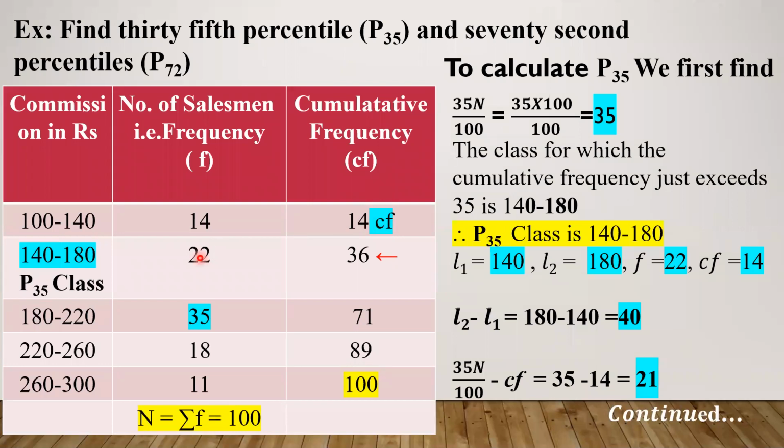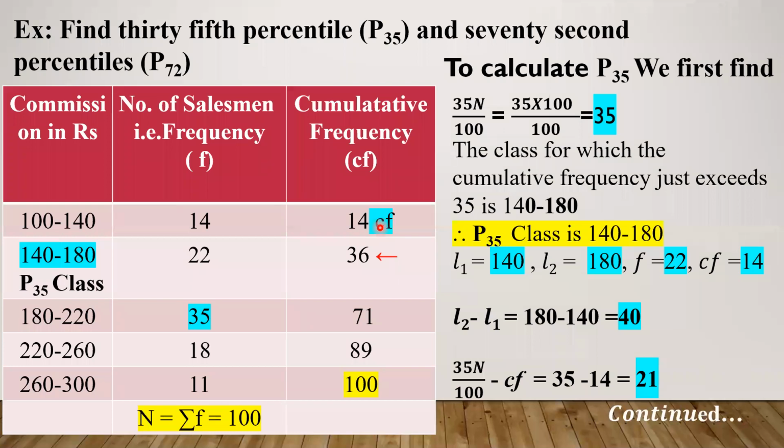See how my laser pointer is moving. 14 plus 22 will give me 36. That is the cumulative frequency for the class 140 to 180. Then 36 plus 35 will give me 71. Then 71 plus 18 is 89. 89 plus 11 is 100. So we will prepare the cumulative frequency column like this.